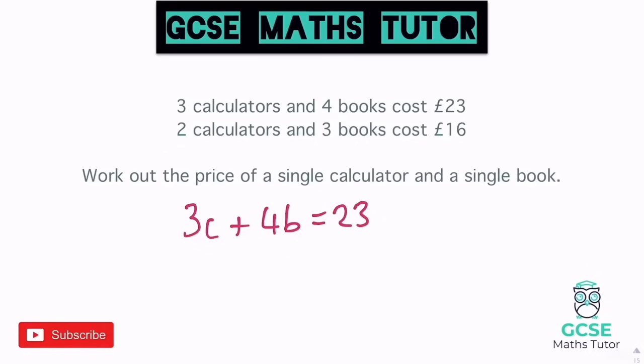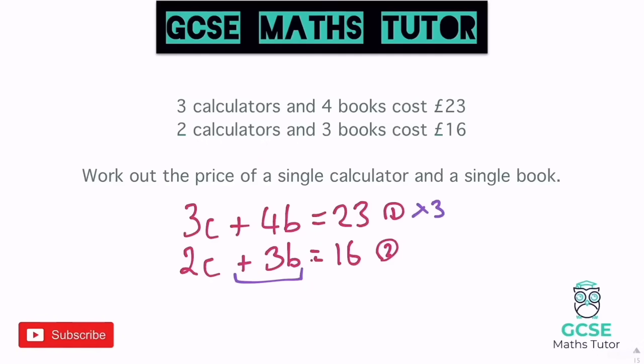The next statement, we've got 2 calculators, so 2C, add 3 books, so 3B, equals 16. There we go, so we've got again an equation 1 and an equation 2. Now we've got to follow that same process as before. I'm going to make these coefficients of B the same, but this time I'm going to have to change them both, because one's a 4, one's a 3. So let's think, we could make those into 12, so I could times the top one by 3, and I could times the bottom one by 4, and that would give me a 12 in the middle.